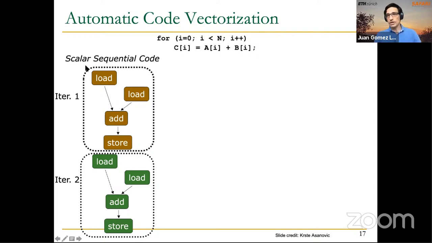And the way that these iterations are going to execute on a regular single-threaded CPU or single-core CPU is something like this. We will first load element 0 of A, then element 0 of B, then we add them, and then we store in C0, right? And then we go to iteration 2. So the good thing here is that there are a lot of independent instructions. So we can exploit what we call instruction level parallelism. For example, this addition here is completely independent of this addition here. So they can execute in parallel.